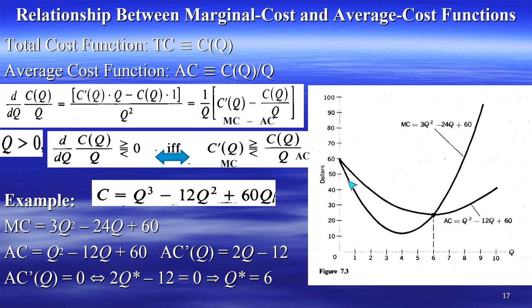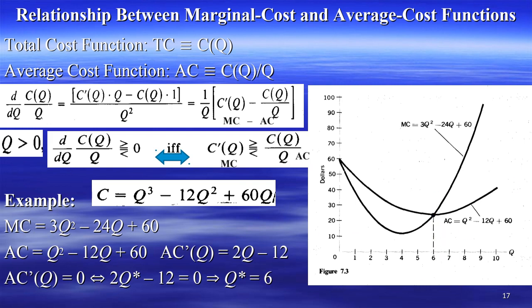Here they drew it for us. This is the marginal cost curve, 3Q square minus 24Q plus 60. And the average cost curve is Q square minus 12Q plus 60. They both intercept the y-axis at 60 because when Q is 0, they both pass by 60. And they intersect at Q equals 6.